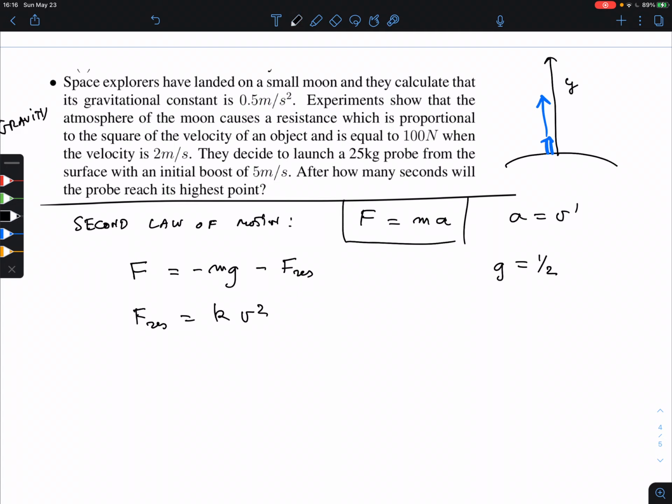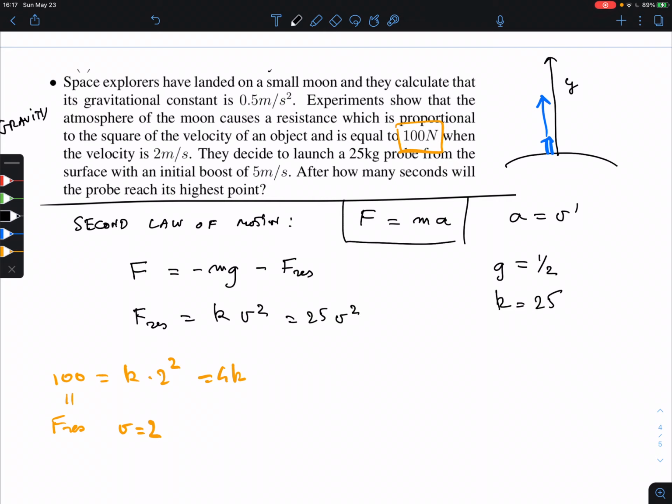Okay, so we have all these constants here that we have to determine. We have already talked about g. Let's talk about k now. It says here that this information, so let's color it, so that you see where it comes from. So 100 Newton, that is the resistance force, and this is when V is equal to 2. So we plug in that 2 squared here, so there's 4k. So we see that k, let me write it in black now, we see that k is 25. Okay, so this is 25 V squared.